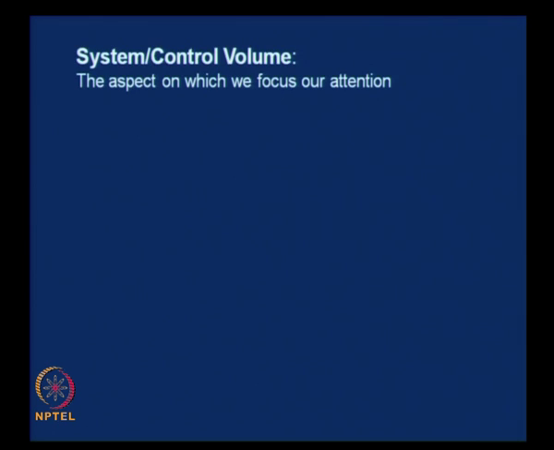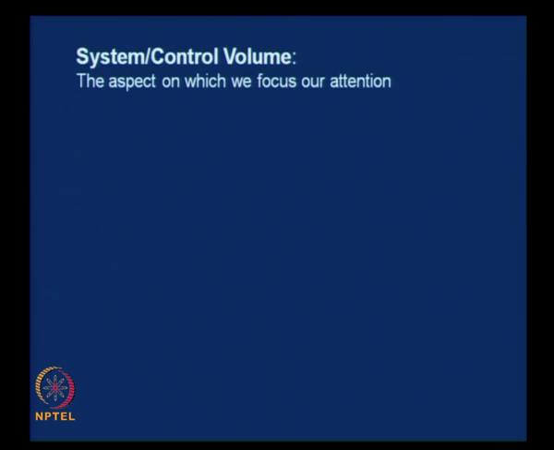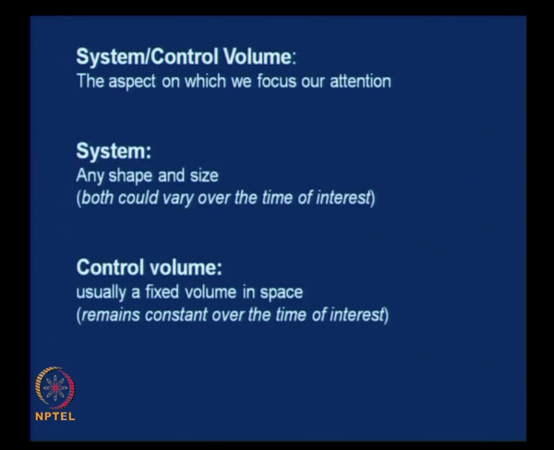The first concept that we are going to look at is called the system or the control volume. It is very simple, the concepts are very simple, and once we understand them and apply them, it makes it complete. System or the control volume is nothing but the aspect on which we focus our attention. I will explain this a little further as we go along. Some slight difference between the two: the system could be of any shape and size and could also vary over the time of interest of our particular dealing with that system, whereas a control volume usually is a fixed volume in space. It remains constant over the time of interest.